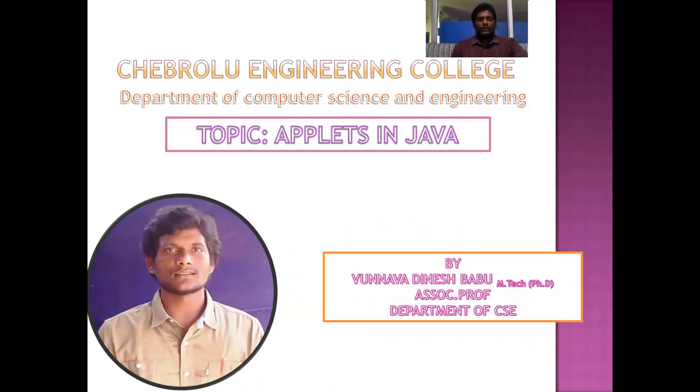After doing all these things, the complete unit number 5 and unit number 6, according to the JNTU Kakinada syllabus, will be covered. This applet topic may take 1 or 2 lectures, and then the events topic will take some 3 or 4 lectures. So in total, in 6 lectures, we are going to cover the entire unit number 5.